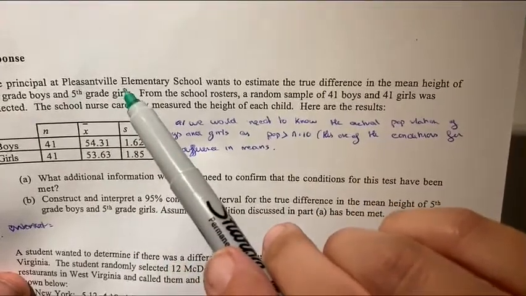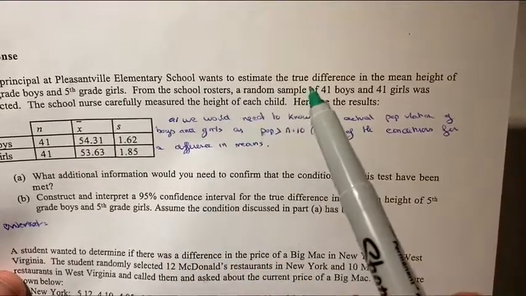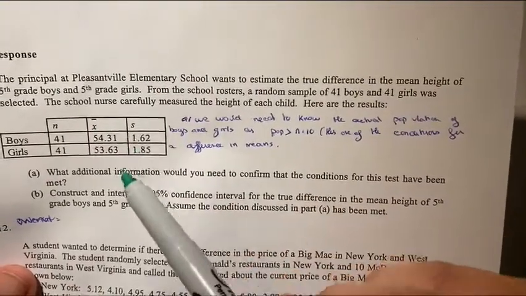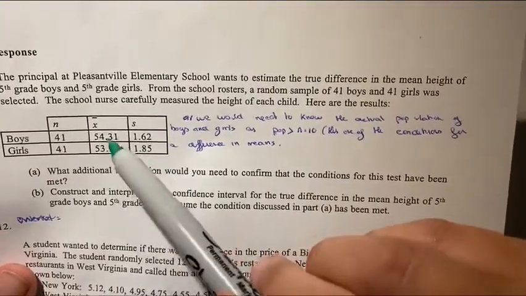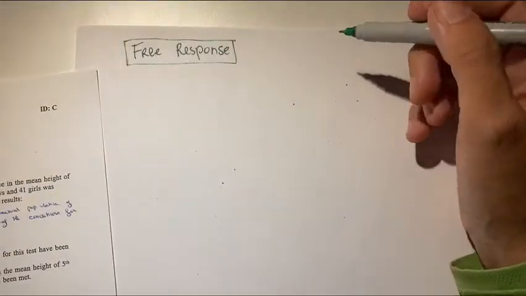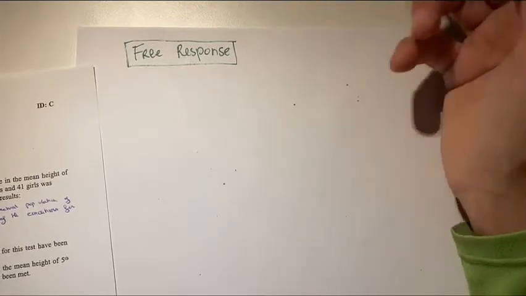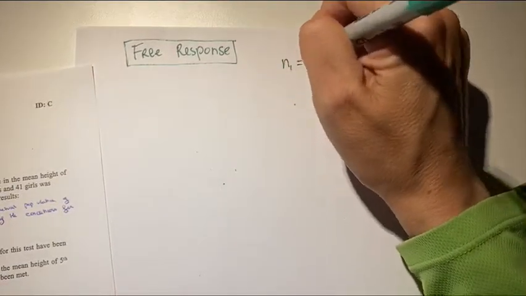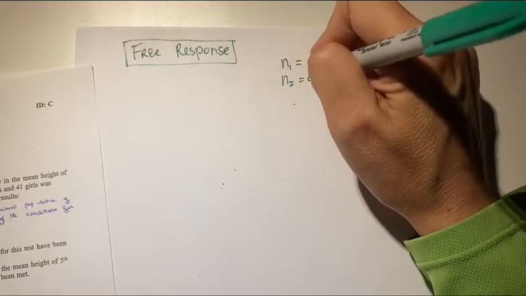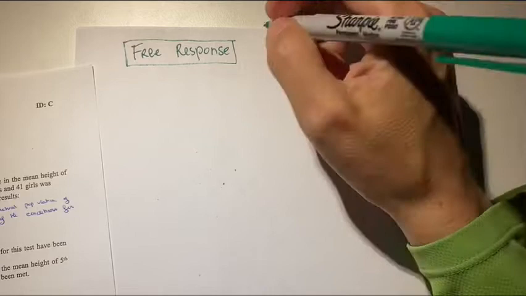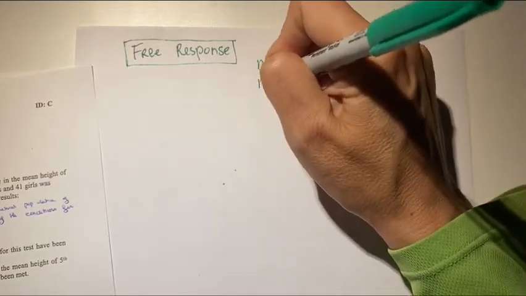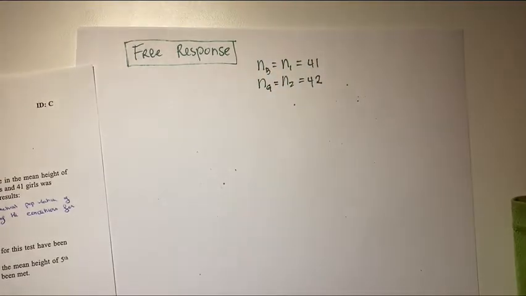The principal of Pleasantville Elementary wants to estimate the true difference in mean height. So this is not a matched pair like the question we saw a minute ago. This is actually 41 boys and 41 girls, okay? So if we think back to some of my videos, n1 is 41 and n2 is 41. Now, what is in group 1? Well, group 1 is the boys and group 2 is the girls, okay?